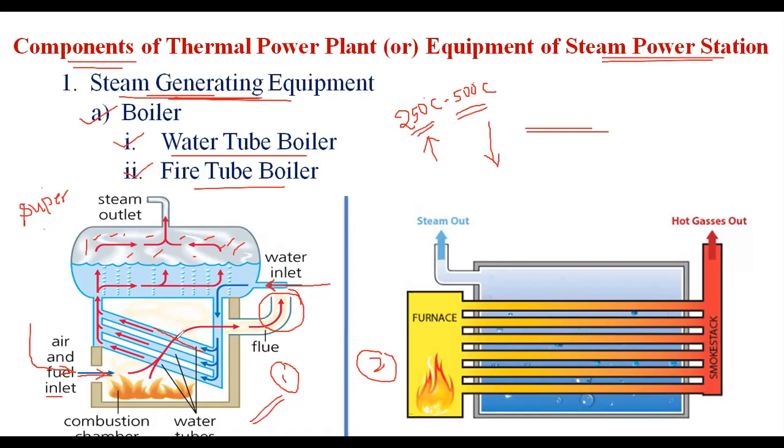Now, the advantage is that the water tube boiler requires less space, and the efficiency can be maintained throughout the period, and the efficiency is also more. One more thing, the construction is very, very simple. In the water tube boiler, the efficiency is maintained at 85 to 90%.